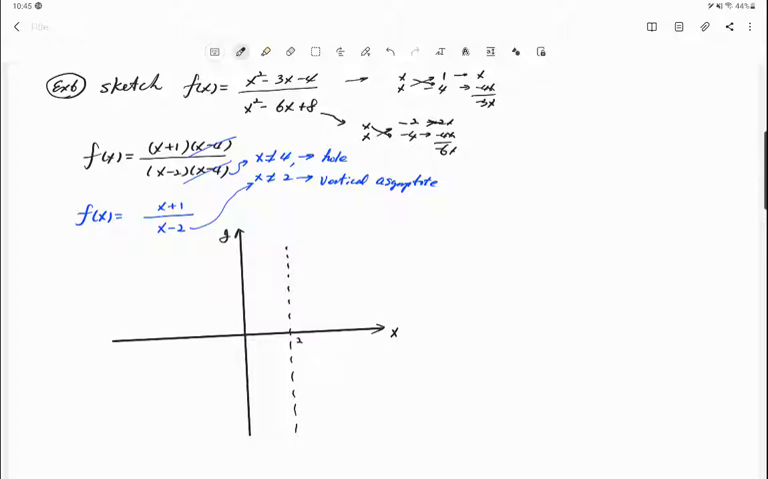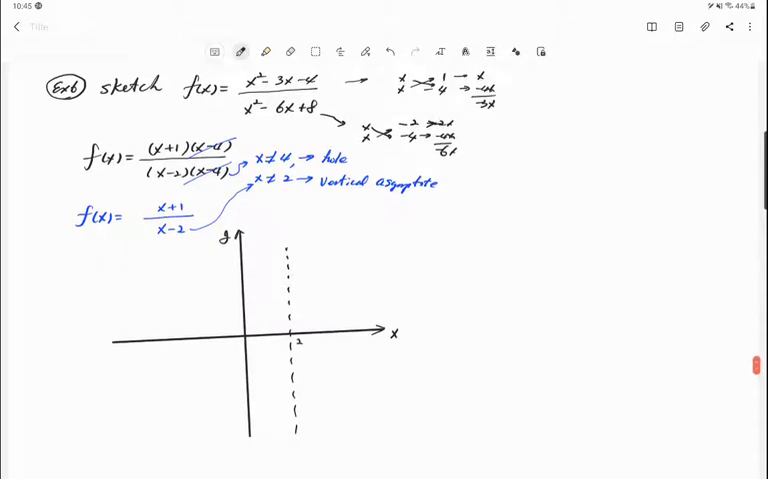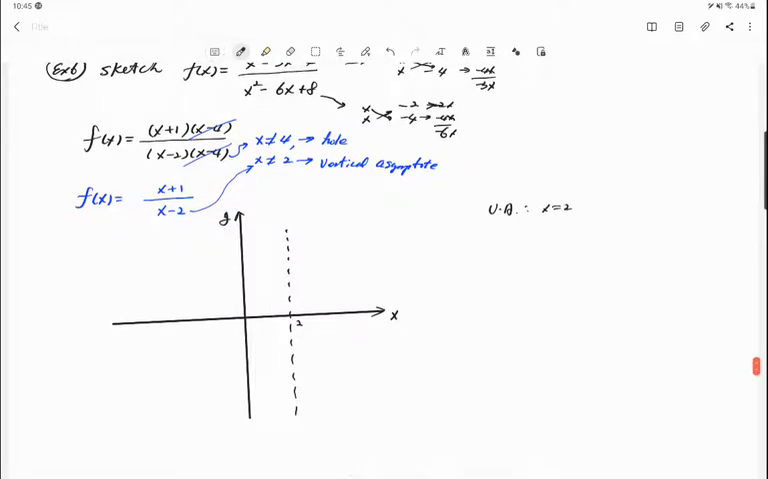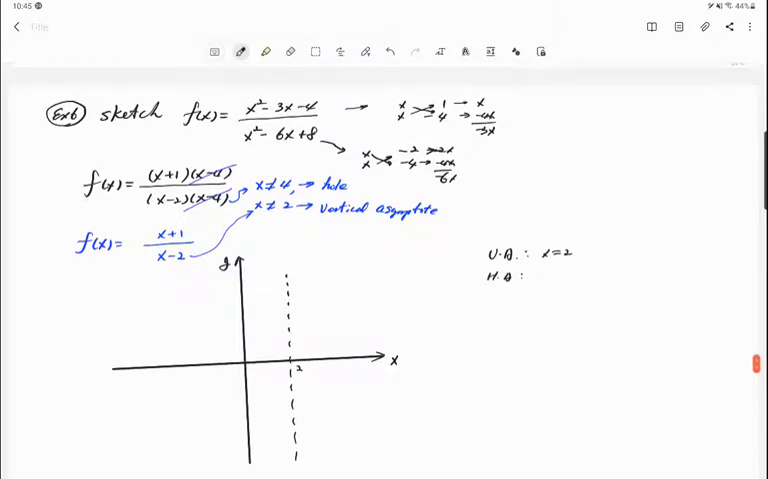And is there a vertical asymptote? How do you find the vertical asymptote? We already found it, right? x equals 2. How about the horizontal asymptote? Is there a horizontal asymptote? Yes, because the power is the same. Same power, so the leading coefficient gives y equals 1 over 1. So y equals 1, that's the horizontal asymptote.